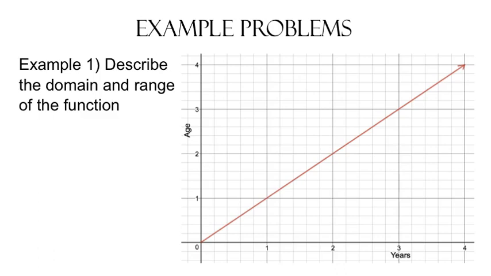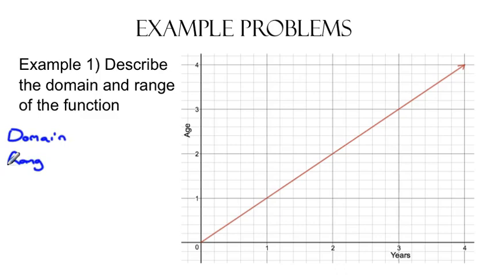Describe the domain and range of this function. I can see this is a line that starts at 0 and works its way up. The arrow at the end is important because that means this thing will go on forever. And so we're going to describe the domain and range of this using inequalities.